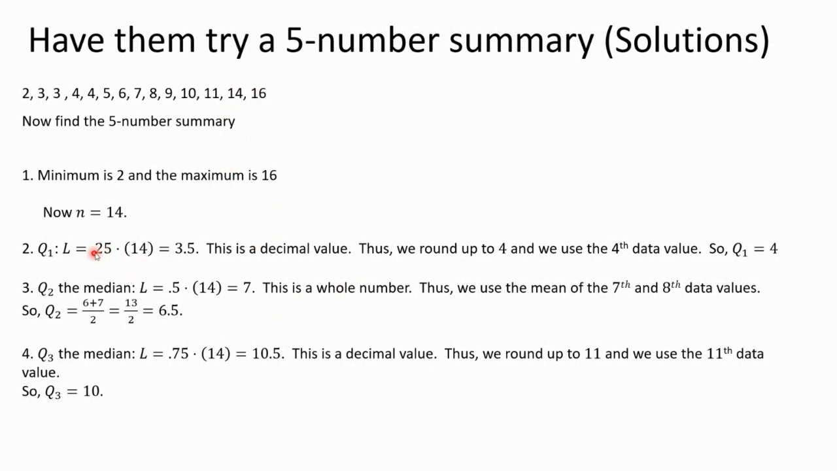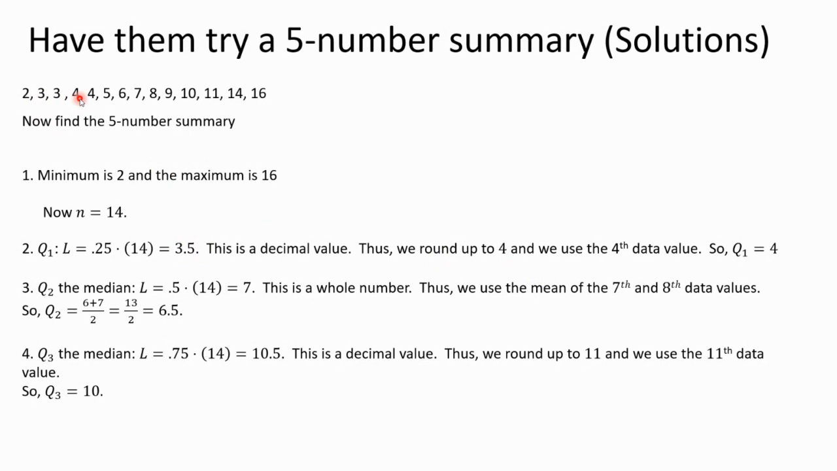So for Q1, your locator L is 0.25 times 14, which turns out to be 3.5. This is a decimal, so you round it up to the next whole number, 4, and then you use the data value in the 4th position, and that's your Q1. So we have 1, 2, 3, 4. In this case, 4 itself is the data value we would use.